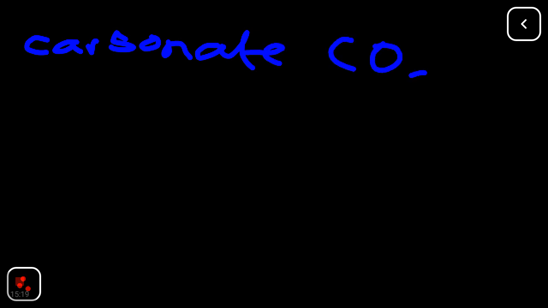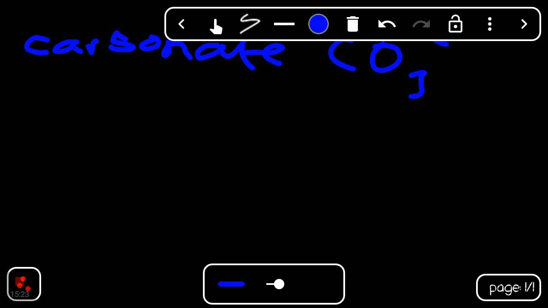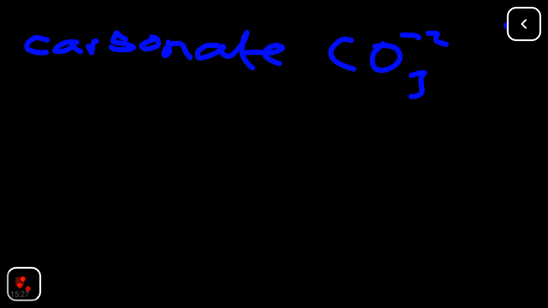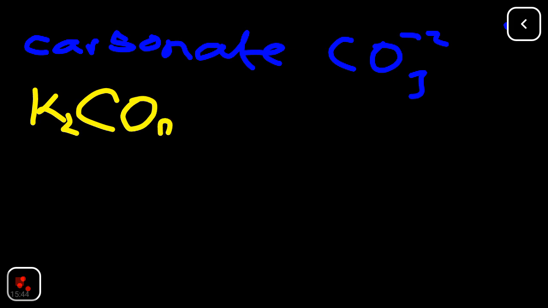That's CO3 2-, or 2 negative there, right? Let me change this here. So carbonates, let's start with the ones on the top. One interesting thing you should know about the ones on the top, the potassium carbonate and sodium carbonate, is that they are stable to heat.